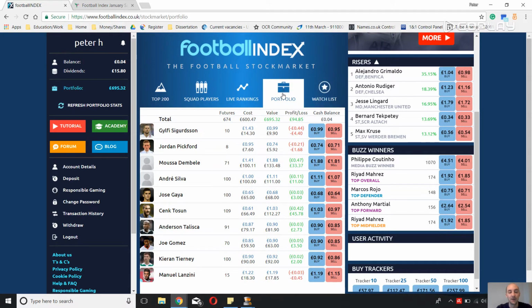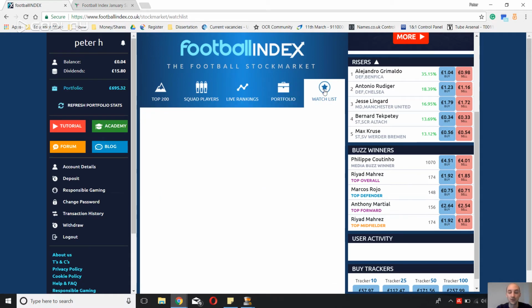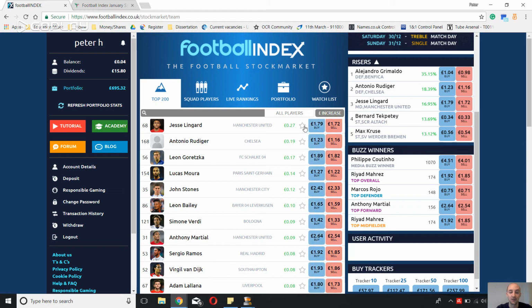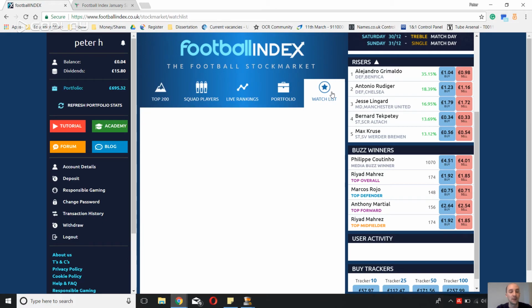The next tab over is your portfolio, and you'll see how many shares, or as Football Index call it, futures, you have in a player, as well as how much these cost you, the value they are now, and the profit and loss that you've made so far. There is also a watch list whereby if you go into one of the players, you can click the star button, and instead of searching for the player every time, you can go into the watch list, and these are perhaps people that you're interested in buying.